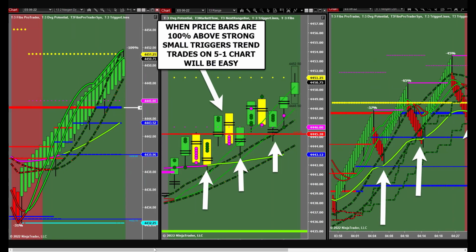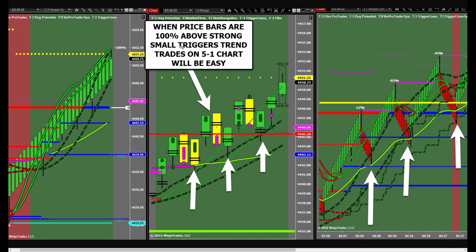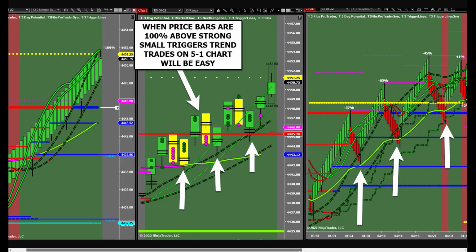It's Fibonacci, so 13, 21, 34, 55. One chart's triggers are very similar to the next Fibonacci numbers up. That's just the way we've set up the software. The real easy, super short version for me is this statement up here. When the price bars, literally, I don't care about the dots and the colors, when the bar itself is completely above the triggers, I'm going to do trend trades on the 5-1 chart. That's it. Literally, you have strong triggers, price bars above, strong triggers up, and do trend trades.